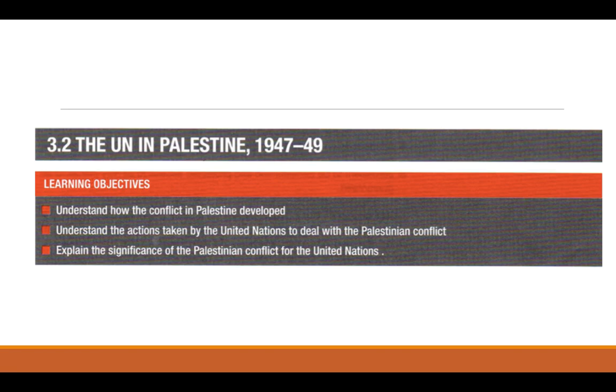First we are going to look at Palestine. We have to understand why there was a conflict in Palestine in the first place. We have to understand the actions taken by the United Nations to deal with the Palestinian conflict. So we are interested in how the United Nations tried to solve this international crisis. And the third one is explaining the significance of the Palestinian conflict for the United Nations. Why was it significant? The same type of objectives will apply for the Korea and Congo crises as well.